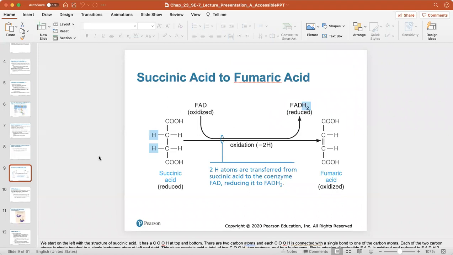So here's a look at, for example, turning succinic acid into fumaric acid. Succinic acid is reduced, and we are going to oxidize it, meaning we're going to take these two hydrogen atoms away. And when that happens, we're turning FAD into FADH2, and that's because it will be reduced by taking these two hydrogen atoms.